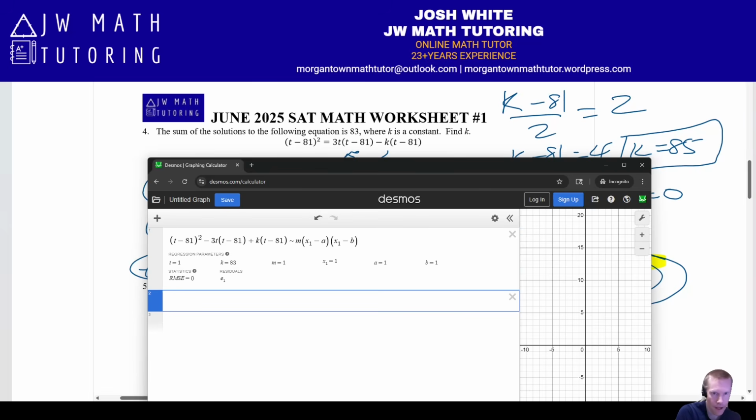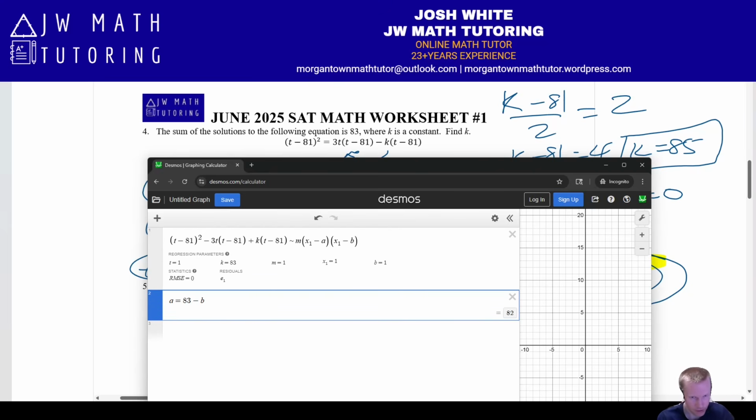Okay? And then also I know that my two roots or my two solutions, the sum of them is equal to 83. However, what you have to do is get this equation in terms of one variable or one constant alone. So I need it to be A equals 83 minus B, or you could also do B equals 83 minus A.